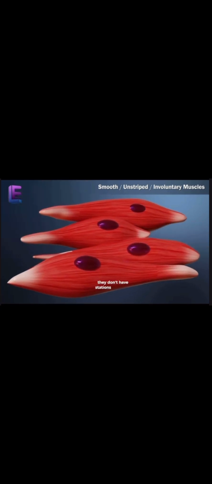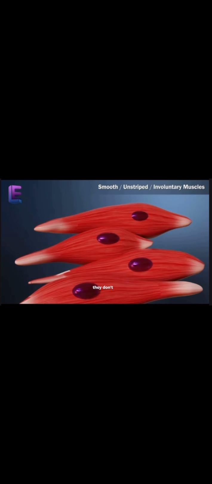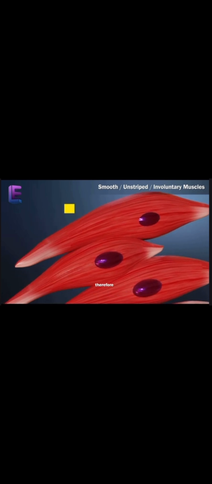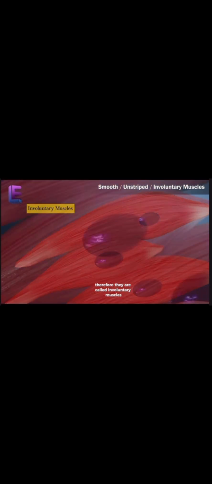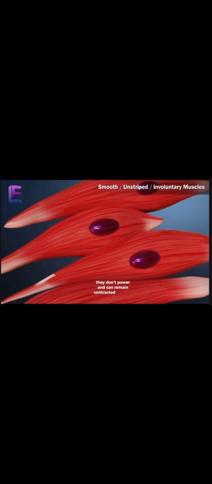They don't have striations. Therefore, they are called smooth muscles. They don't act on our will. Therefore, they are called involuntary muscles. They don't tire and can remain contracted for a long period of time.